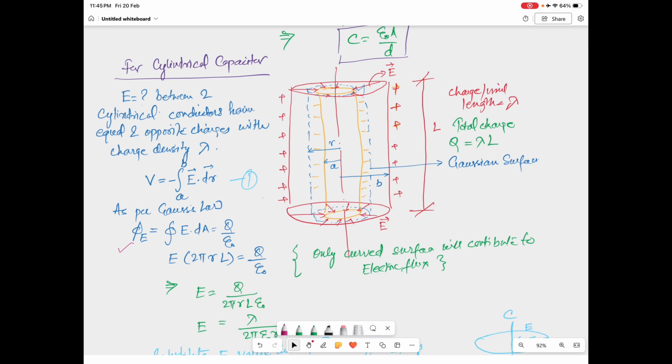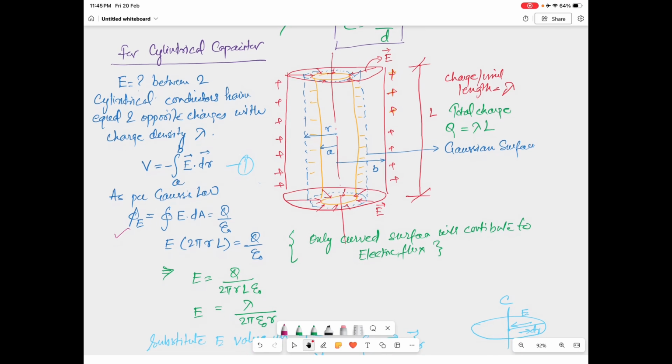Now the second example we will cover is the cylindrical capacitor. Here you see there is a cylindrical capacitor. The positive cylinder, the red one, is the outer cylinder, and the inner one, the negative cylinder, is the yellow one. And I have made a hypothetical Gaussian surface with the dotted blue lines. The total charge is lambda into L, where lambda is the charge per unit length and the length of the capacitor is L. As you can see here, the electric field is going inward.